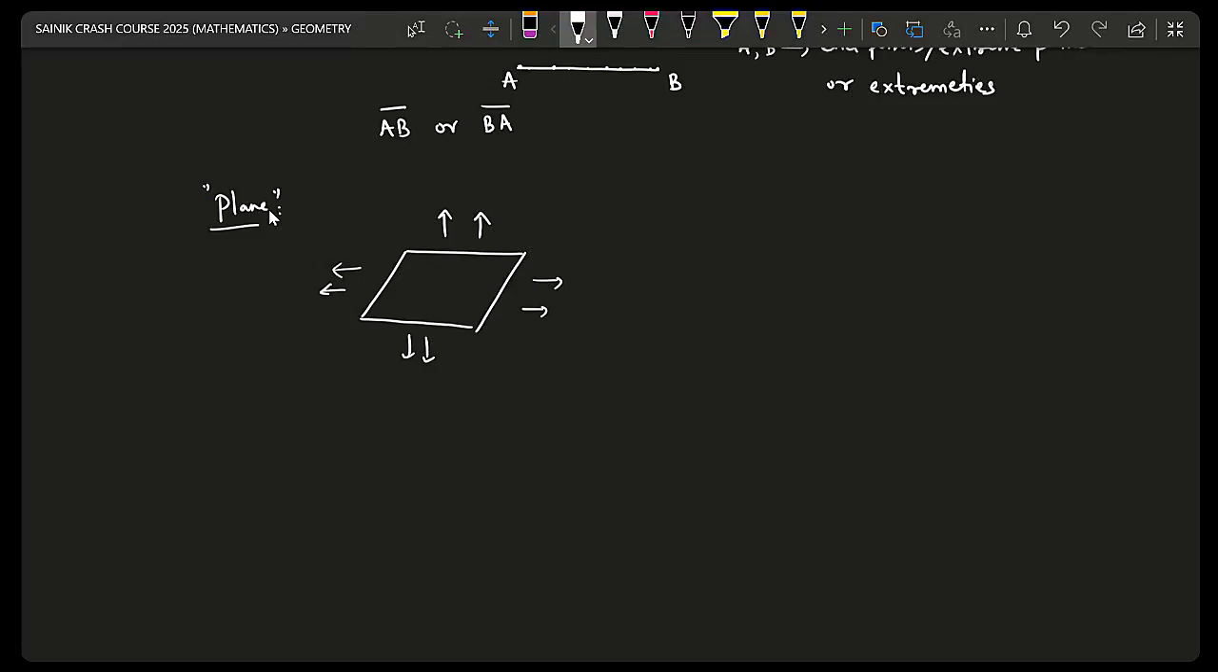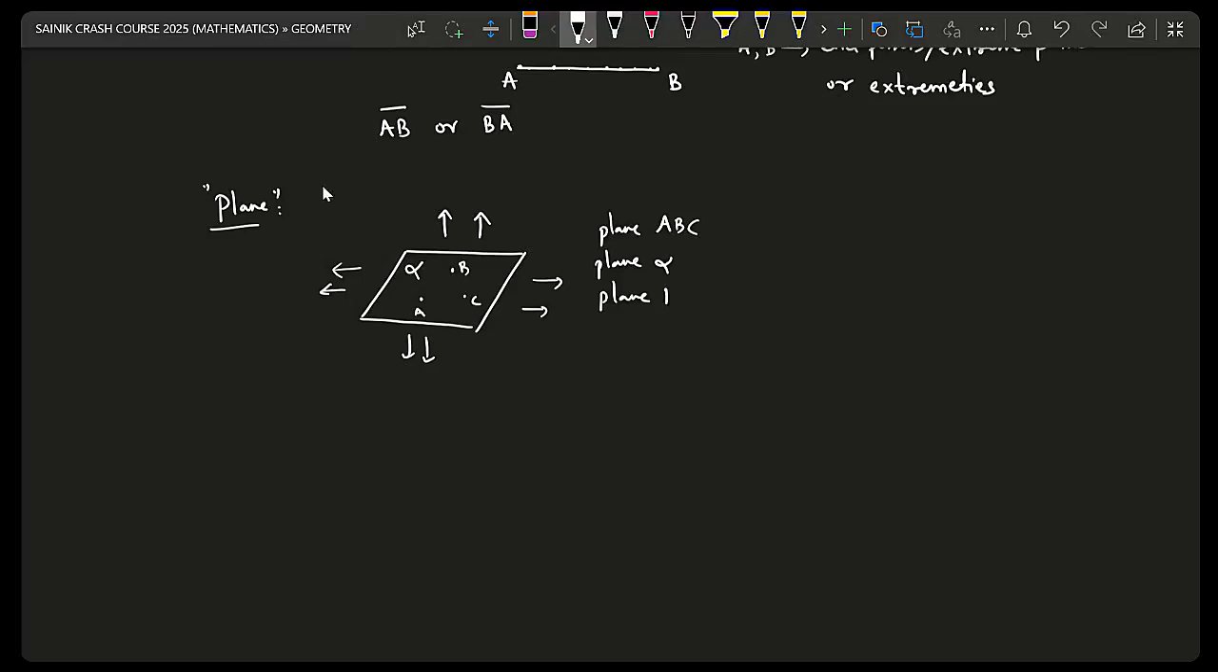So how to name a plane? A plane is named by any Greek letter, like plane alpha. Or we use any three non-collinear points, like point A here, point B here, point C here. The 3 points should not be on the same line. Can any line pass through them? No, they are non-collinear. So we can say plane ABC, or simply plane alpha, or we can give numbers also, like plane number 1, etc.